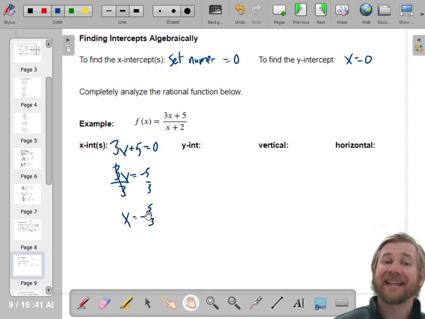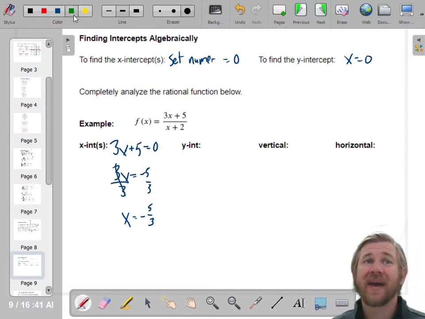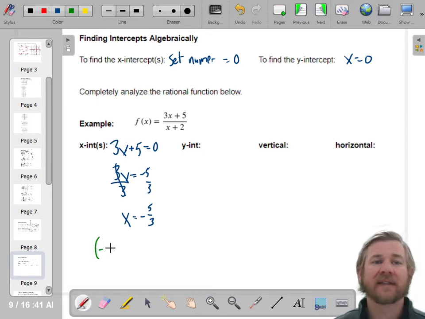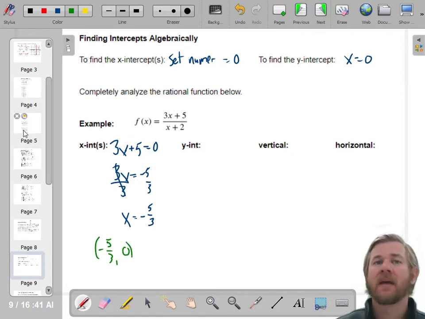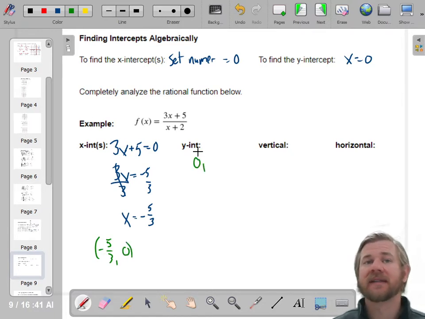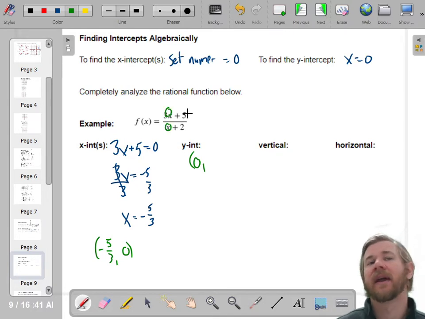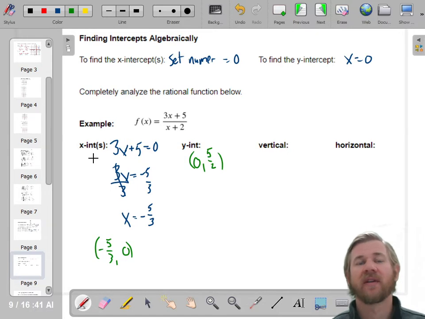Anytime I'm talking about ordered pairs, I like to write them as ordered pairs. So this is negative 5/3, 0. The y-intercept is when you plug in 0. So if I plug in 0, I'm going to have 5 divided by 2. So that would be 0, 5/2, or 2.5.